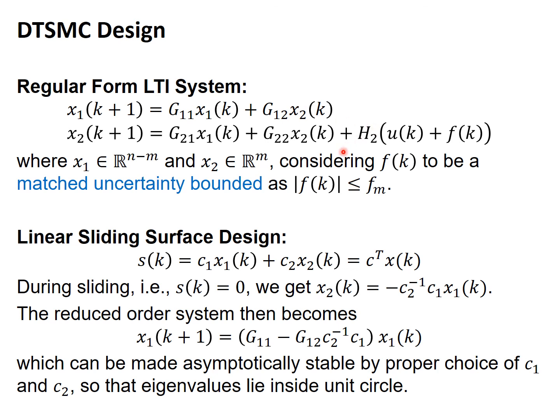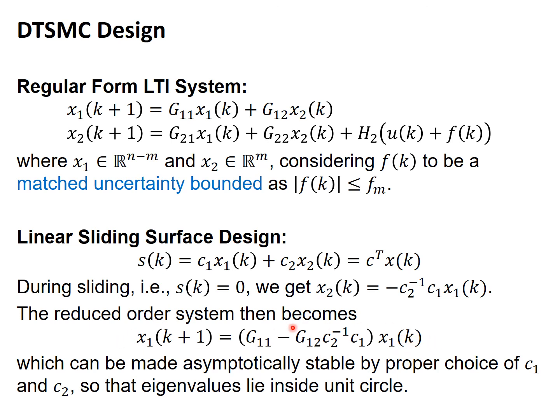So G and H, once you get, you can do a regular form transformation on G and H, and you will get a system partitioned in this manner. And from here, first what you have to do is a sliding surface design. So you take C1 x1k plus C2 x2k, which is C^T xk as usual, and then the reduced order system will become like this.